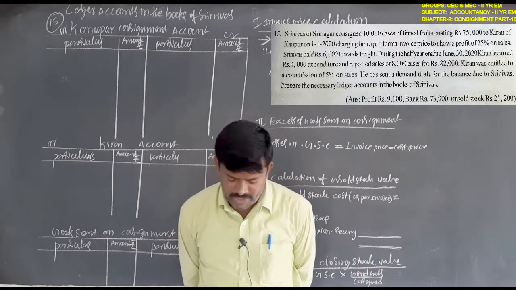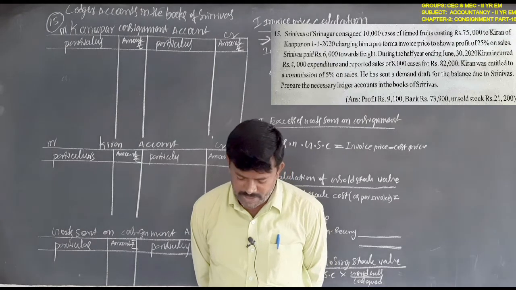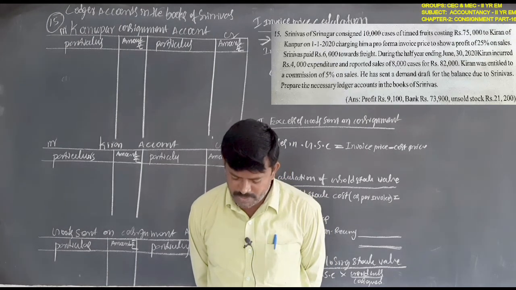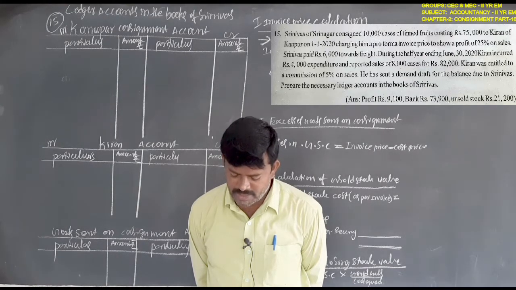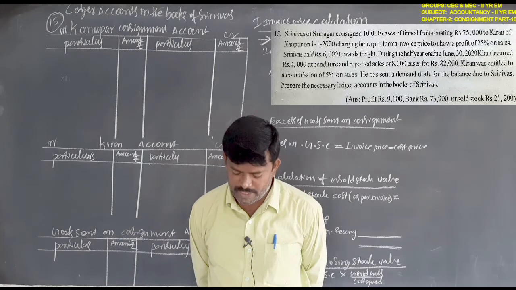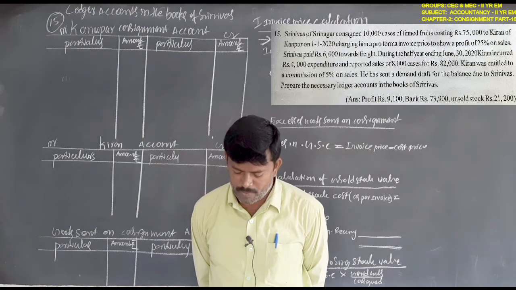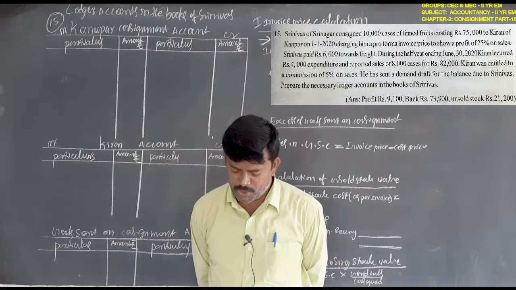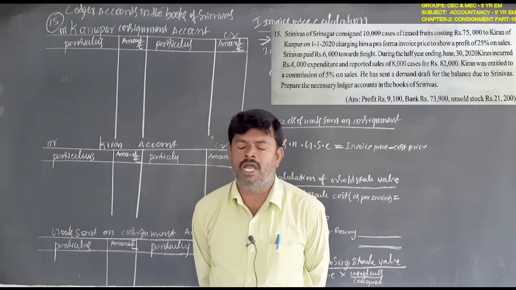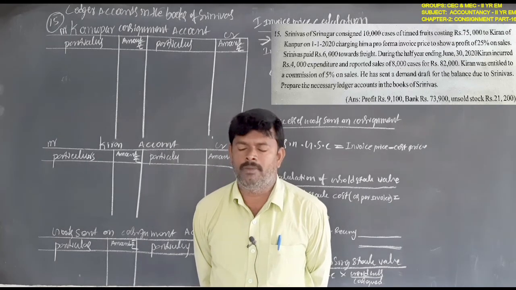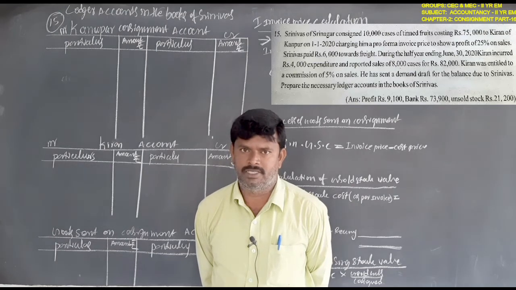Srinivas of Srinagar consigned 10,000 cases of tinned fruit, at a cost of 75,000 rupees, to Kiran of Kanpur on 1/1/2020, charging him a pro forma invoice price to show a profit of 25% on sales. In the previous problem it said on cost. In this problem it says on sales price.